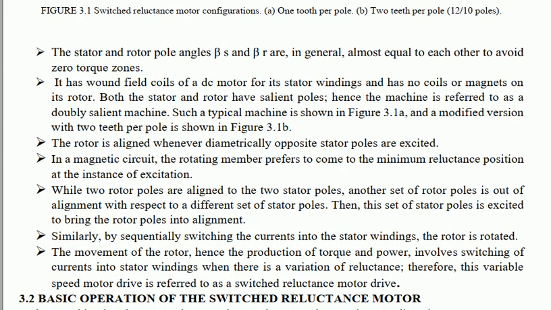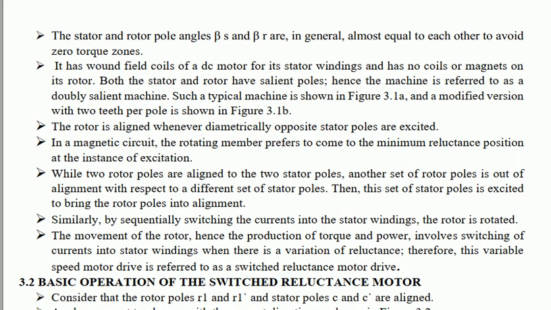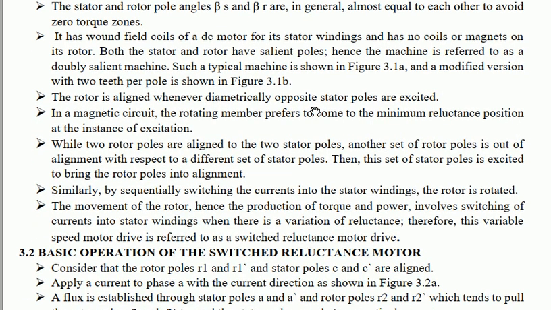The rotor is aligned whenever diametrically opposite stator poles are excited in the magnetic circuit. The rotating member prefers to come to the minimum reluctance position at the instant of excitation. This is the concept of the minimum reluctance position. Hence the name of this motor, switch reluctance motor.